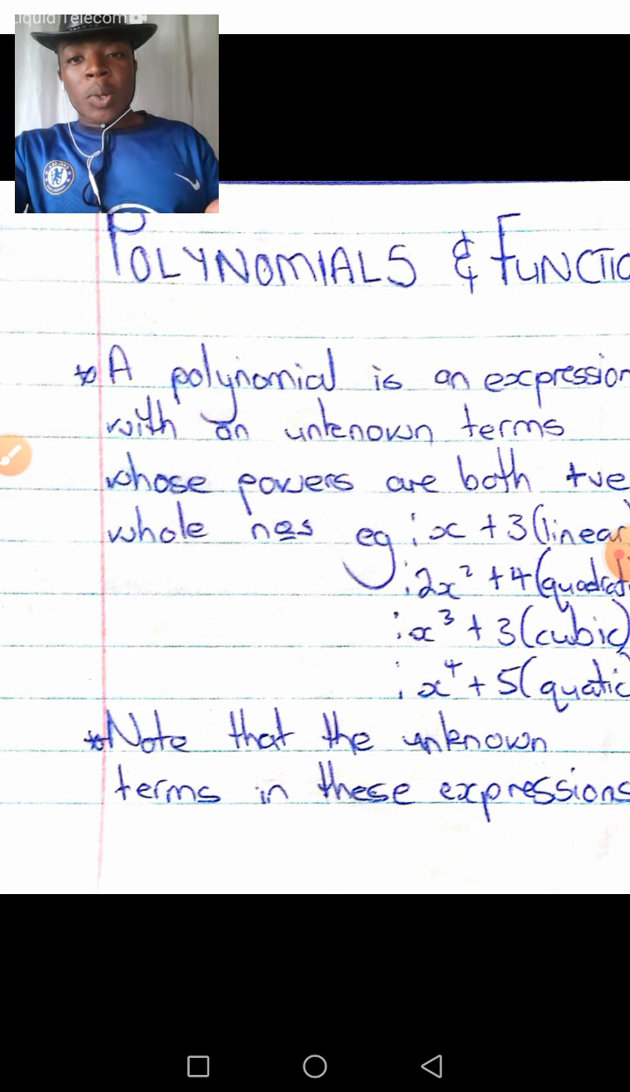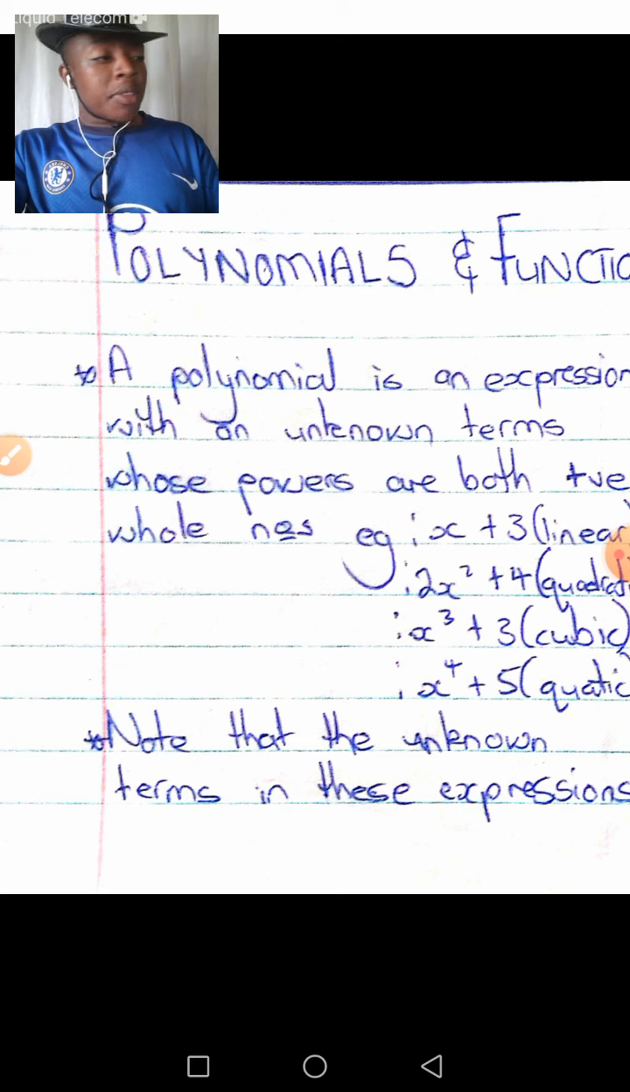Now, a polynomial is simply an expression that has got unknown terms, for example unknown terms in x, which have got a power that is both positive and a whole number. As you can see now, the power for the expression that is written is linear, its name is 1, a positive 1. We look at the power of x in 2x squared plus 4, it's a positive 2, and that is called a quadratic expression. We've got the power of x cubed plus 3 being 3, which denotes the name cubic, right?